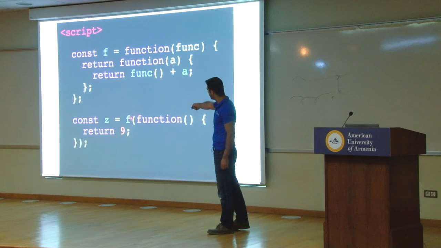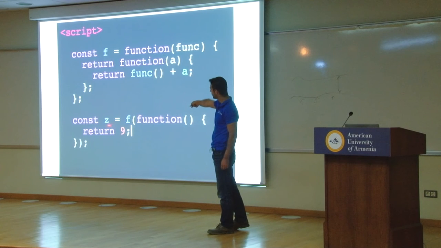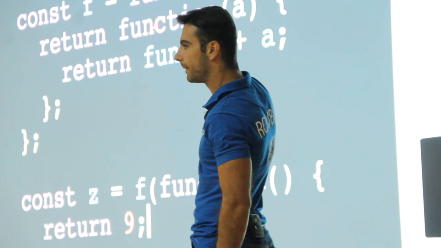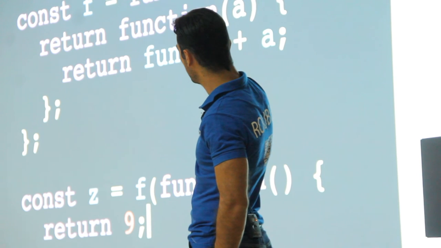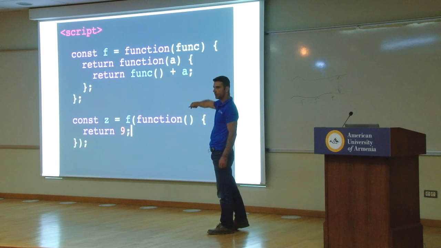OK. So this function returns that function. So when I call this function, it's going to return this function here and put it into z. So z now has a reference to this guy. Look, we're returning that, right? So whatever you return is the value that you get back. OK? With me so far?